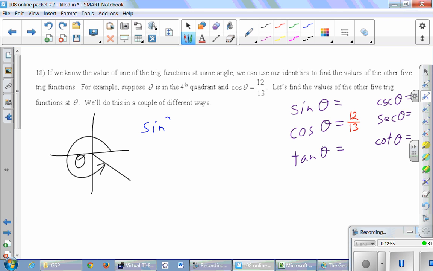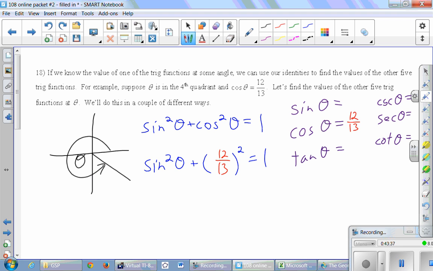So let's use one of our brand spanking new identities. Sine squared plus cosine squared theta is always, always, always 1. It doesn't matter whether theta is in radians or degrees, this identity is true. Well, both thetas have to be measured in the same thing, both in degrees or both in radians, and then it's true. Okay, so let's fill in a blank here. I don't know what sine of theta is, but I do know that cosine of theta is 12/13, and cosine of theta is supposed to be squared. So apparently that 12/13 is supposed to be squared.